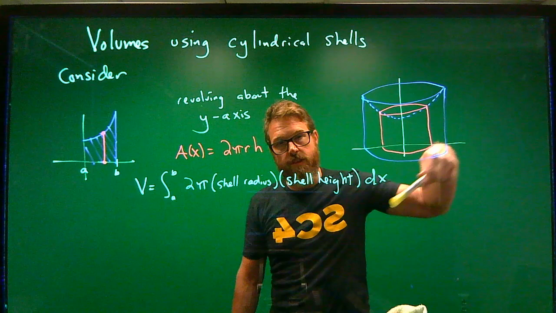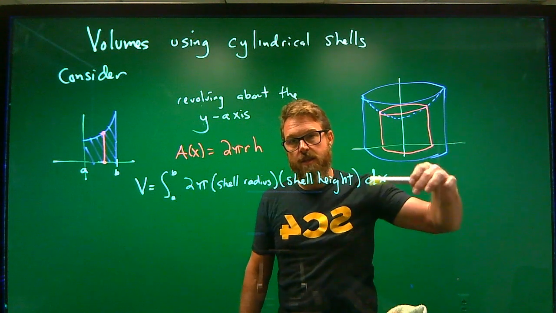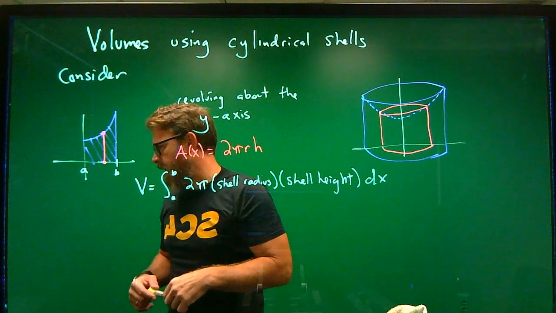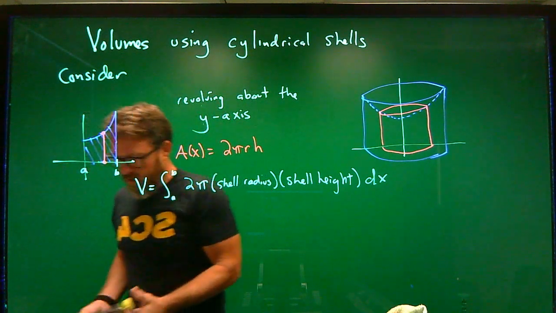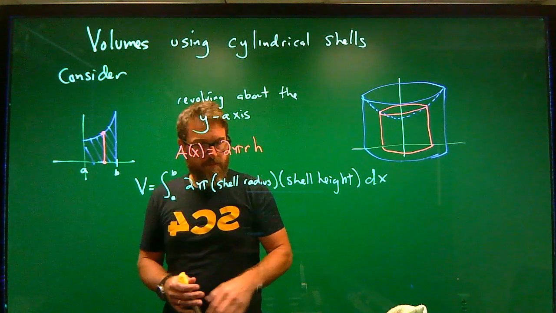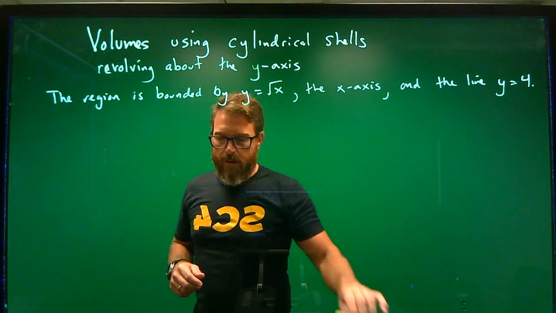But if I'm revolving around the x-axis, you're going to see that your slice is going to be sliding in the y direction, so that'll become dy. So let me come up with an example that looks somewhat similar to this, and we'll put this into play. All right, so this is going to be our example.